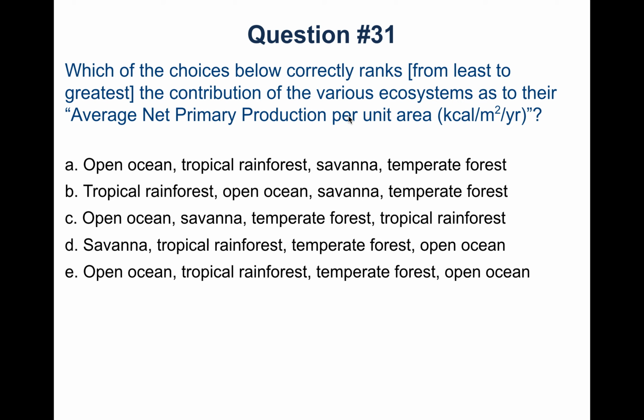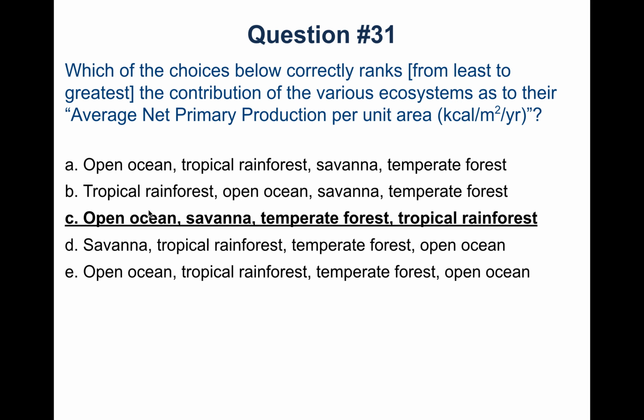It is not actually the highest. It actually turns it into the lowest. All right, so the open ocean would be the lowest per unit area. You've got savanna, you've got the temperate forest, and then the tropical rainforest.